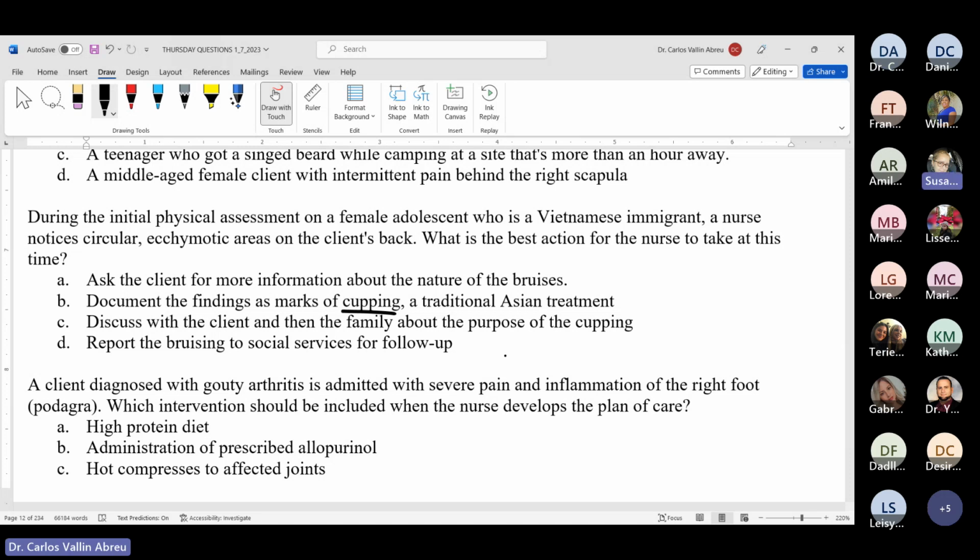What do you think? B. A. I would say A. So you are between A and B. It is the usual. So we are assuming that it is cupping. Why? Because we are profiling that the girl is Vietnamese. We are profiling that Vietnamese do cupping.